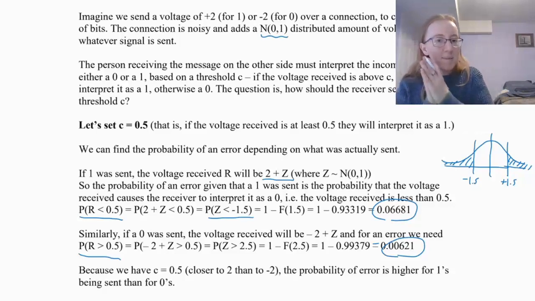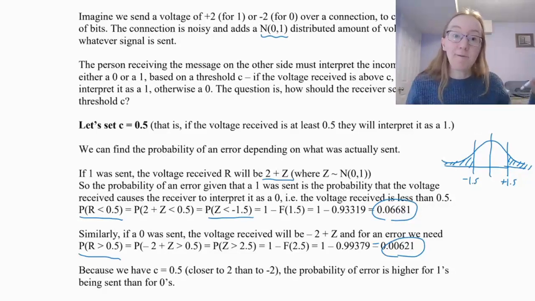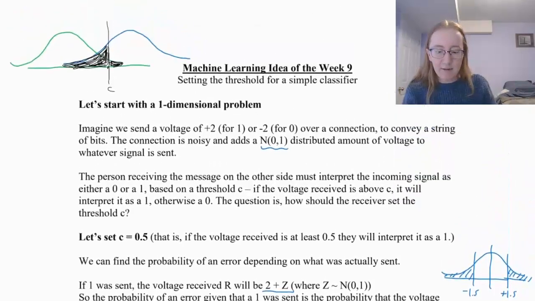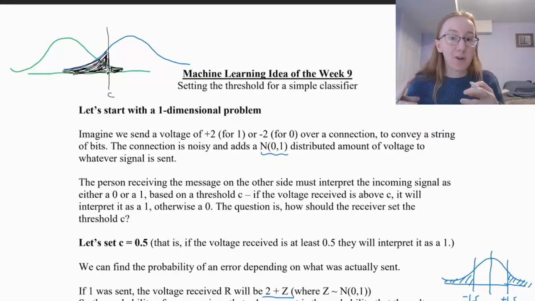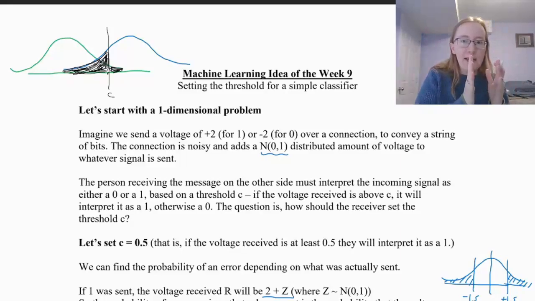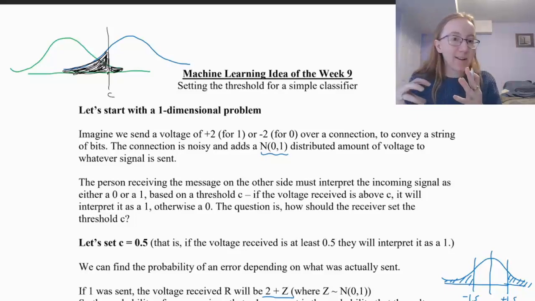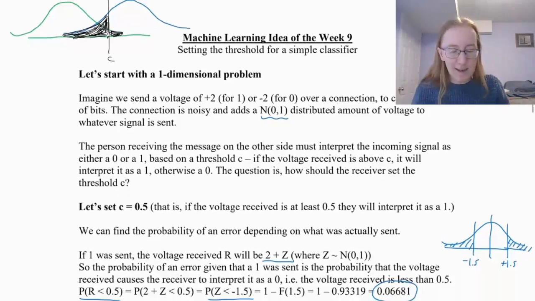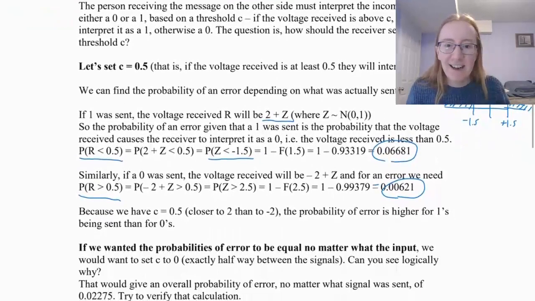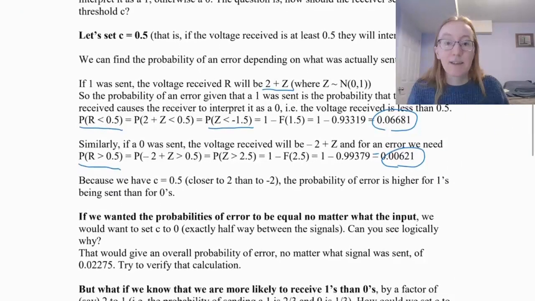Because in this case, we had our classifier C set closer to positive 2 than to negative 2, the probability of error is higher if we sent a 1 than if we sent a 0. And you can kind of tell that by looking up here at this diagram that I drew. The parts that are shaded in black are the parts where errors are going to occur. And by the way we've set C here, closer to the average for having sent a 1, it's going to be more likely to have errors when a 1 is sent than when a 0 is sent. If we wanted to minimize that probability of error overall, how would we want to choose our threshold C? Well, fairly obviously, we would want to set it to 0, right?